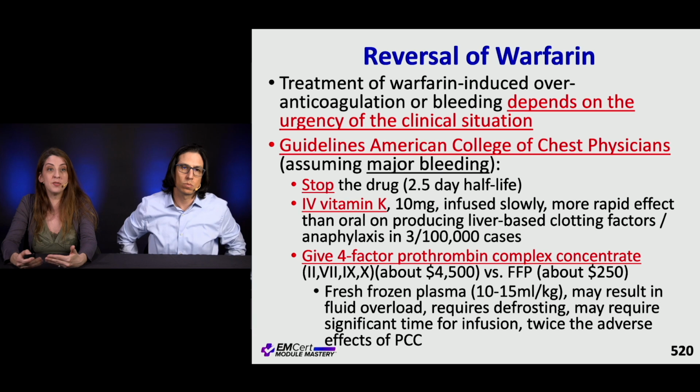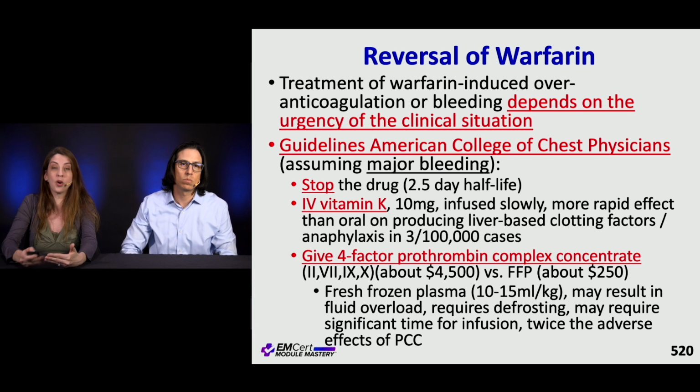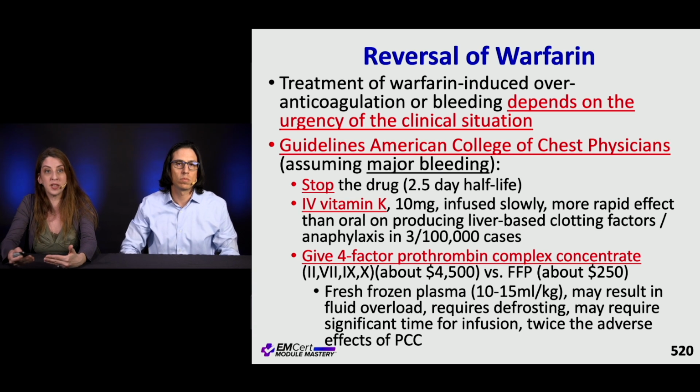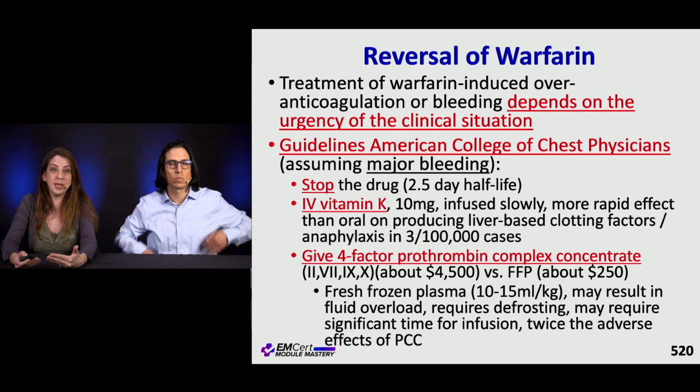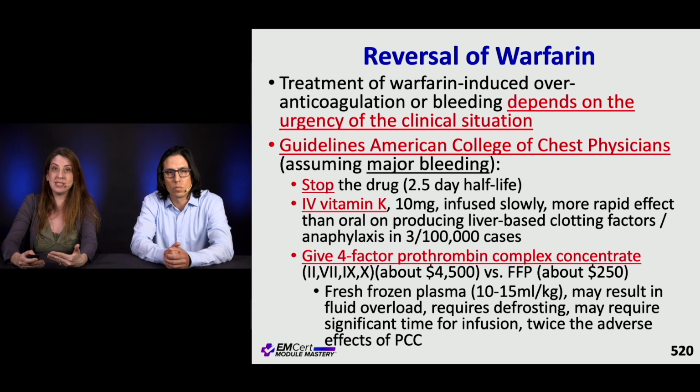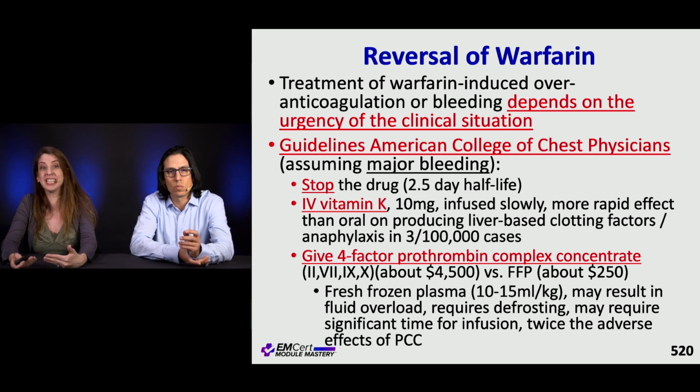Okay, you may give vitamin K either PO or IV in the cases of significant bleeding. You can also treat patients with 4-factor PCCs, and FFP is also a possibility if you don't have PCCs available. It's also significantly cheaper than the PCCs.